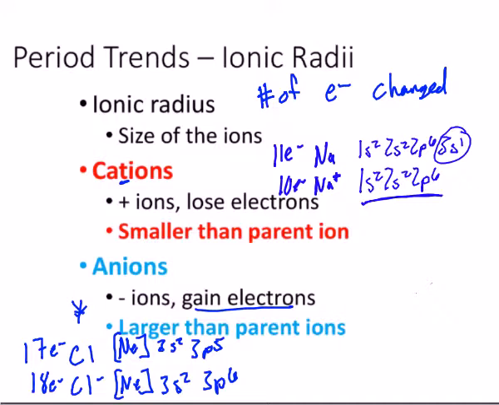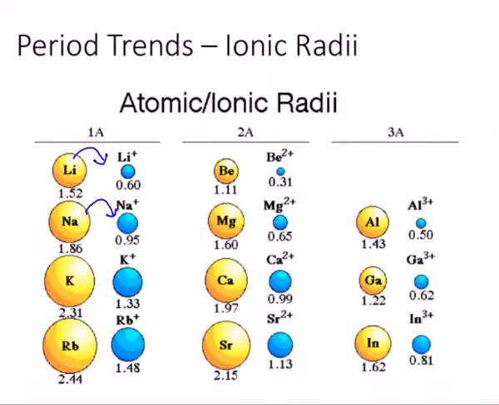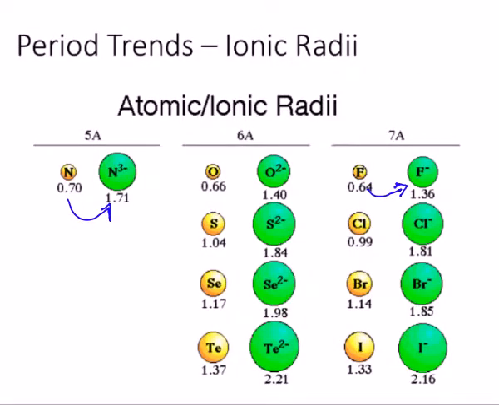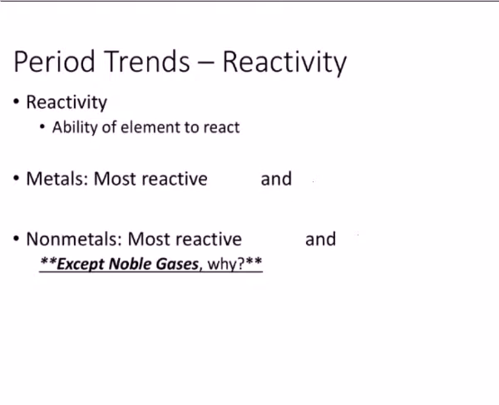But think about what's happening with those electrons. It goes back to that nuclear pull. The nuclear pull is what governs all of these trends. So that's ionic radii. There's a good chance you could see a question or two like that on your Regents exam in June.